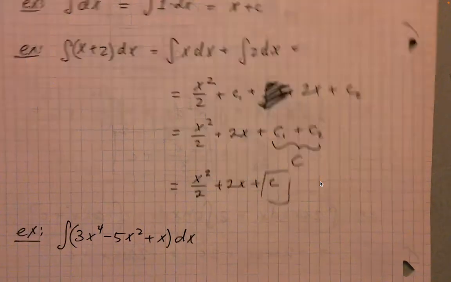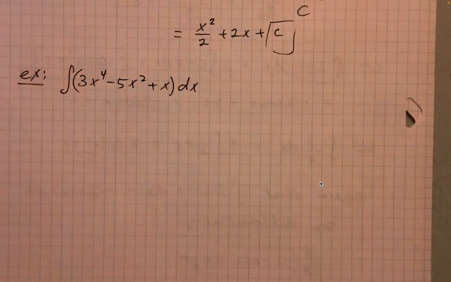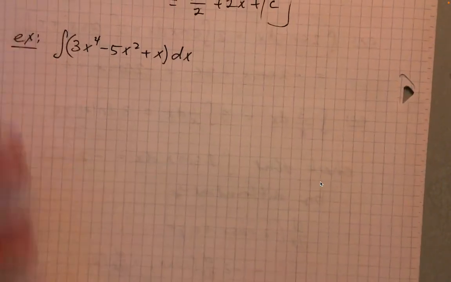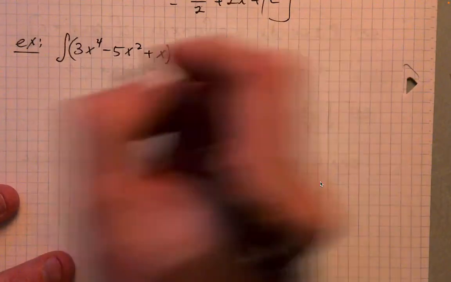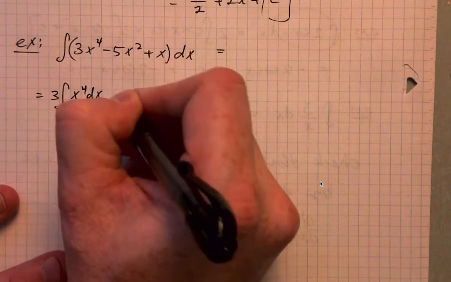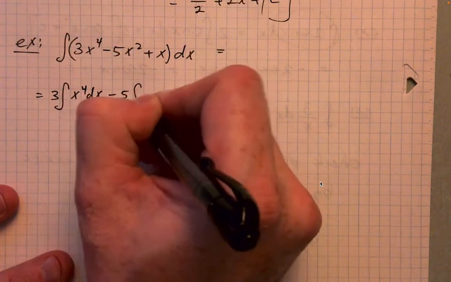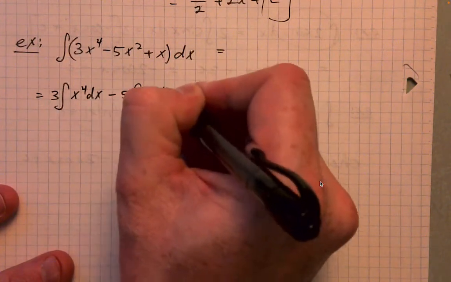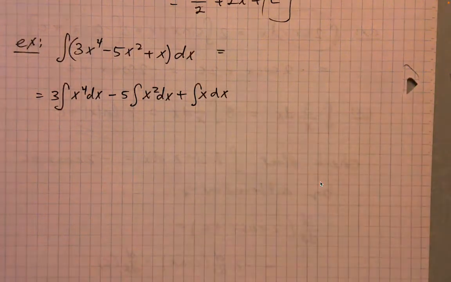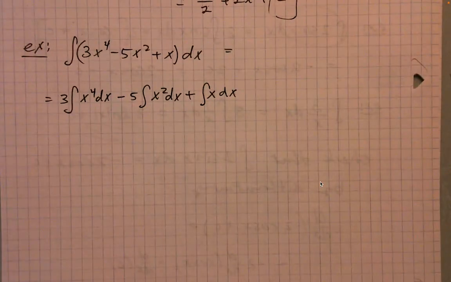Okay, similar to what we just did, right? It's going to be very similar. You can break this up into 3 different integrals. And so it'd be 3 times the integral of x to the fourth minus 5 times the integral of x squared plus the integral of x. Okay, so you can break it down just kind of like we did with derivatives and polynomials, basically the same properties.